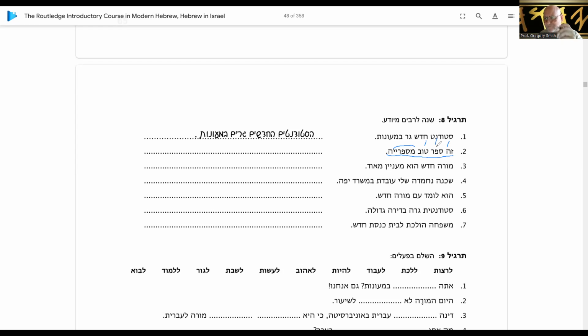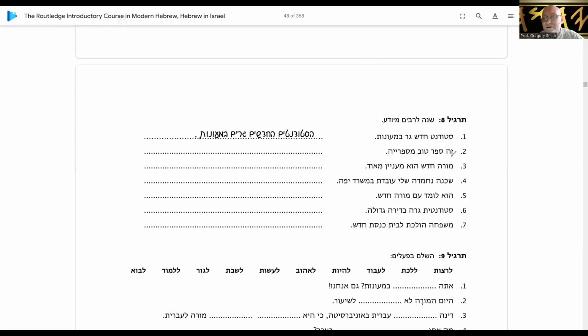Mesifria. It's almost like this samech and this fey and this resh, they all run together. Mesifria, mesifria. It's almost like three of them are in an instantaneous pronunciation. Mesifria. Sifria. Sifria. Okay.